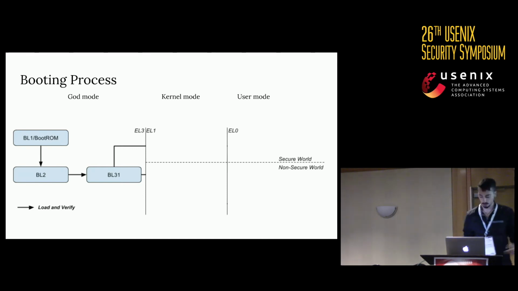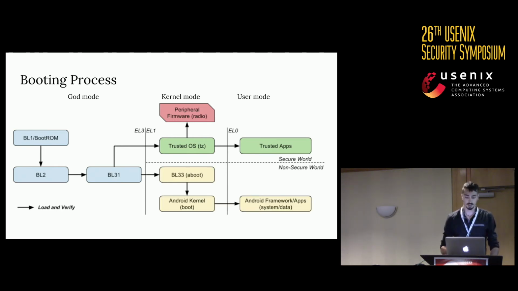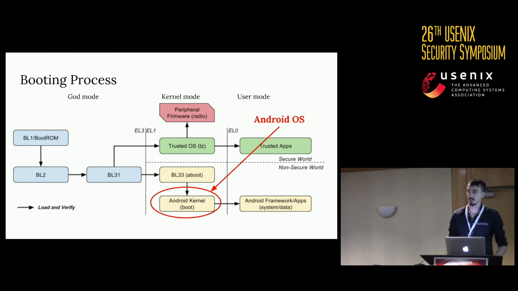BL31, the last of the 3 bootloaders, first is going to locate, verify, and load the trusted OS, which in turn is going to set up all the peripherals. And after that, it's going to locate, verify, and load a further bootloader called BL33 in the picture, which is going to locate, verify, and finally load the Android kernel. Now, throughout this presentation, I'm going to refer to the very last bootloader, BL33 in the picture, as the bootloader, and with the term Android OS, the Android kernel.